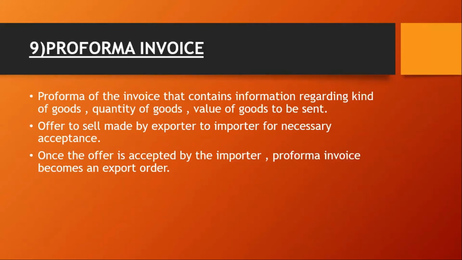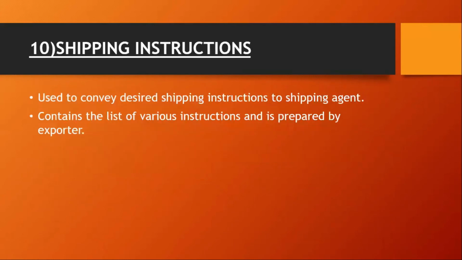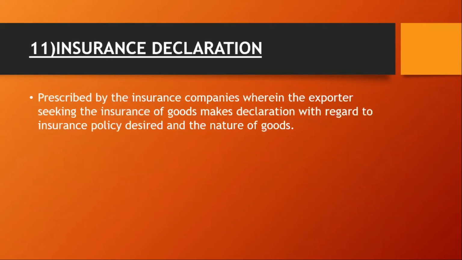Coming on to the next auxiliary commercial document, I have shipping instructions. Shipping instructions is used to convey the desired shipping instructions to the shipping agent. It contains the list of various shipping instructions and is prepared by the exporter. Coming on to the next auxiliary commercial document, we have insurance declaration. This document is prescribed by the insurance companies wherein the exporter seeking insurance of the goods makes the declaration with regard to the insurance policy desired and the nature of goods.